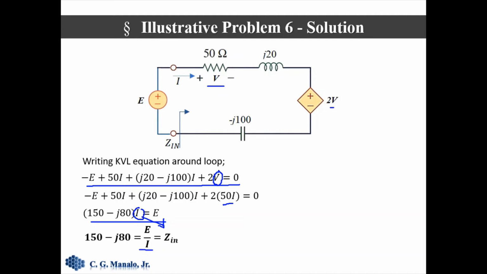which is really the impedance between the open terminals, because this ratio is actually the impedance, which gives us an answer equal to this one. So Z in is equal to this one.